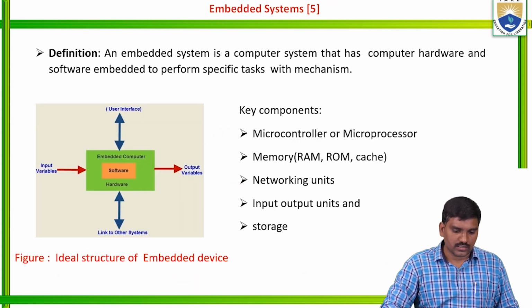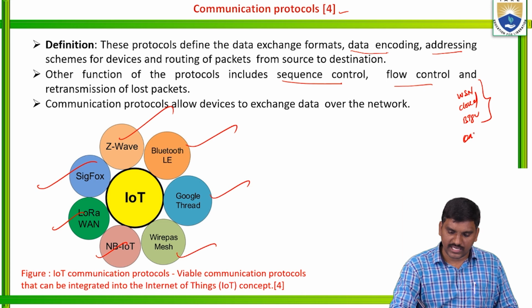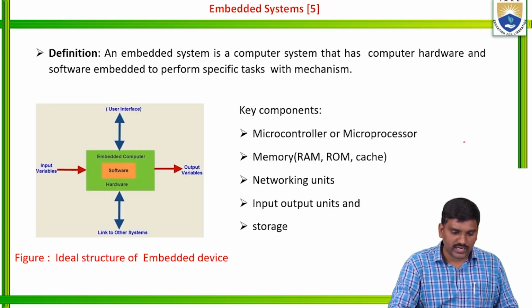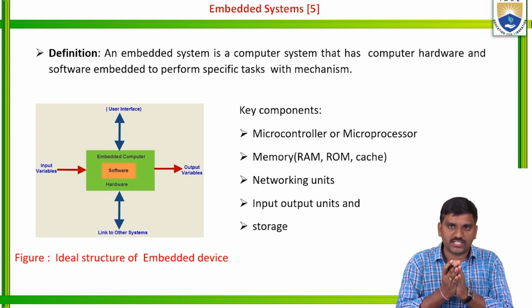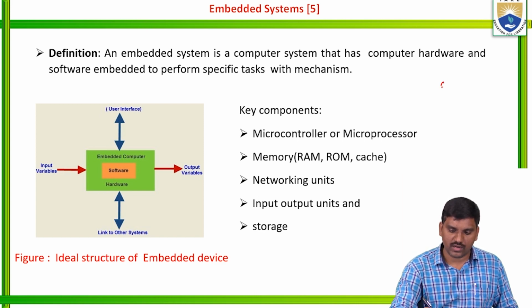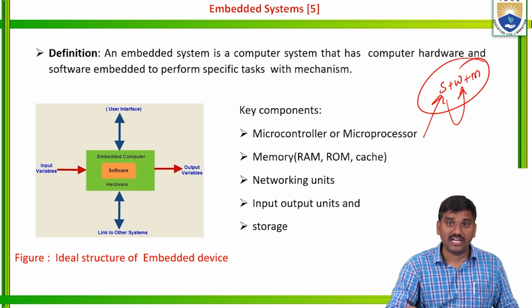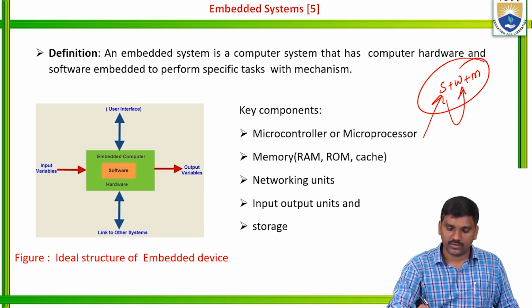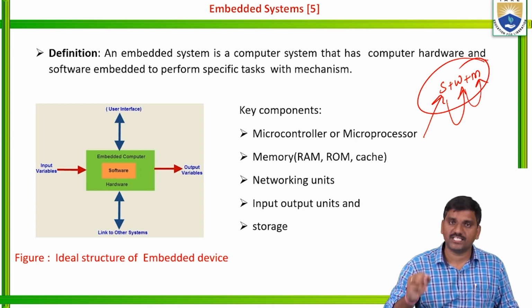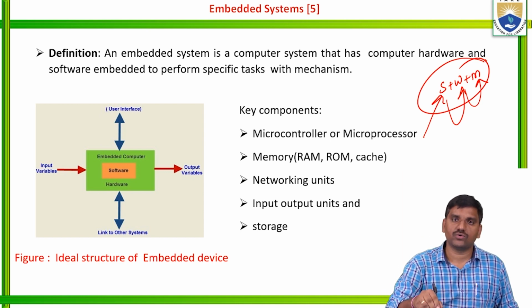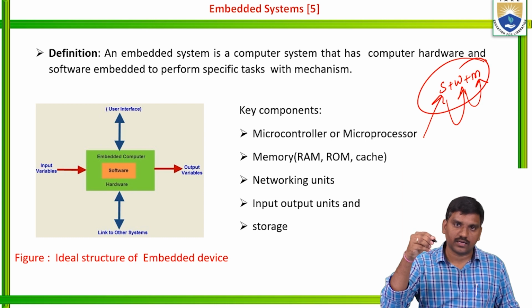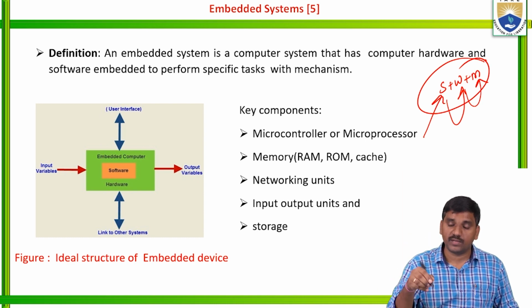Next, after big data analytics and communication protocols, the last one is embedded systems. Basically, an embedded system is defined as a combination of software, hardware, and mechanism. By using software, we can build a hardware device, a hardware kit, with some mechanism. So this is the basic definition of an embedded system. So in the embedded system also, we can implement IoT.